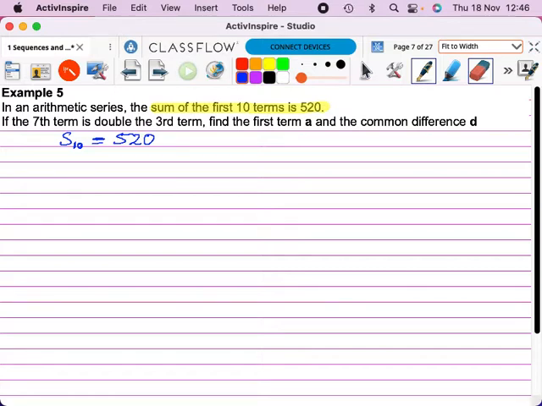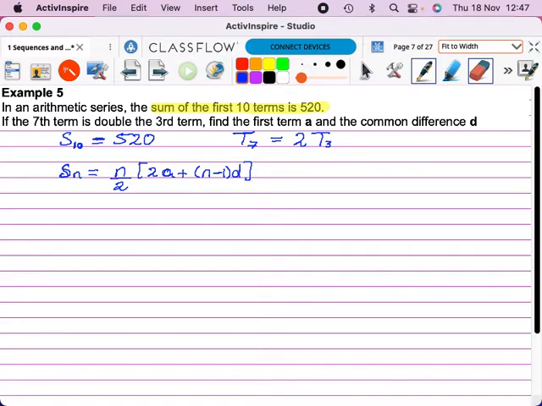Remember your suffix notation. You write the 10 very small down the bottom. If the 7th term is double the 3rd term, so we're looking at the 7th term is equal to double the 3rd term. Find the first term, a, and the common difference, d. Remember, it's all about formulas. So the first thing is, we're going to be quoting a formula. And the formula is Sn equals n over 2, open bracket, 2a plus, open bracket, n minus 1, close bracket, d.